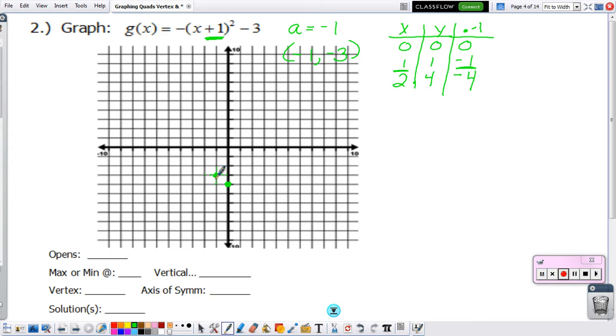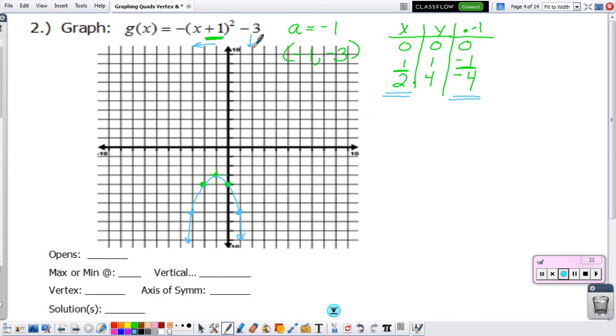I will do my point of symmetry on the other side. If I go over -1, I'm going to go down 1. For the next point, I would go over 2, but down 4. So I go over 1, 2, down 1, 2, 3, 4. That point on the other side, if I go -2, I go down 1, 2, 3, 4. Check to make sure that your graph is opening down, and that you have shifted to the left 1 and down 3.